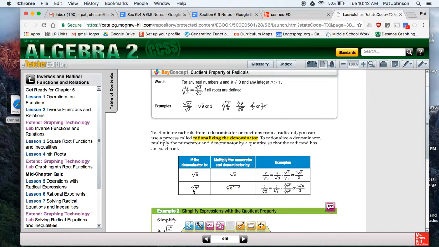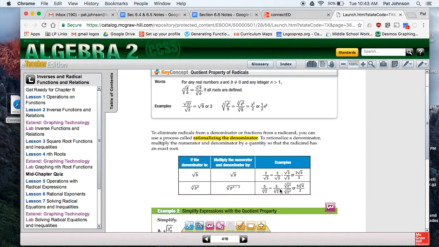If you have another number other than 2 as the index, and b to the x, you simply multiply in the denominator by b to the n minus x. For example, 5 over the cube root of 2. It's not a square root, so we're going to multiply by 3 minus what? 1. So we're going to get 2.